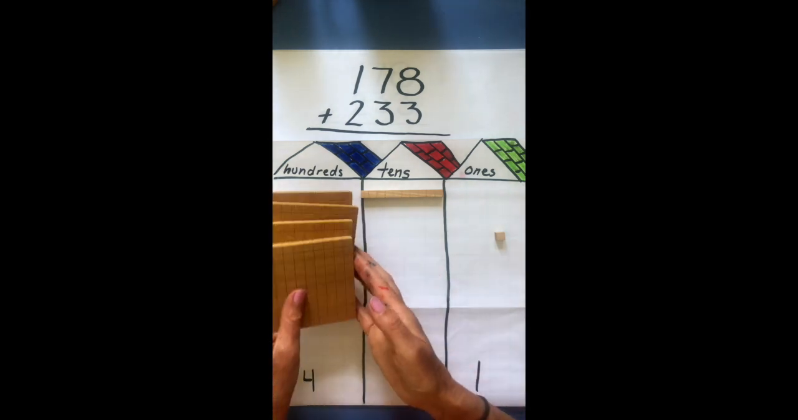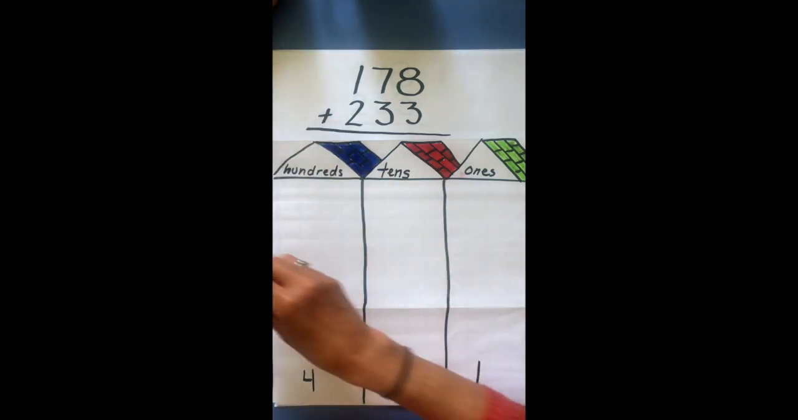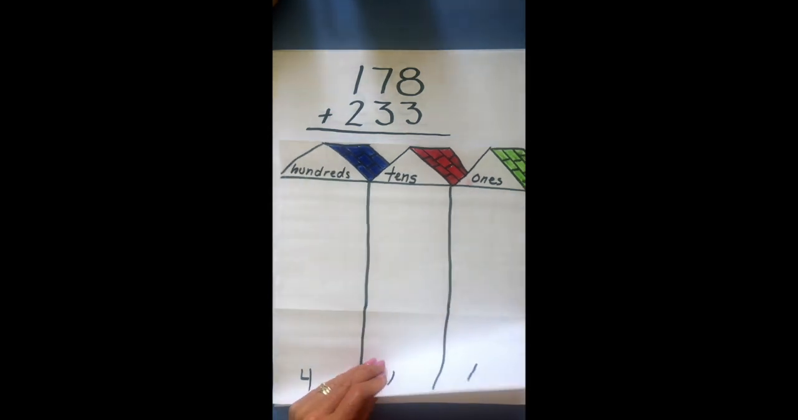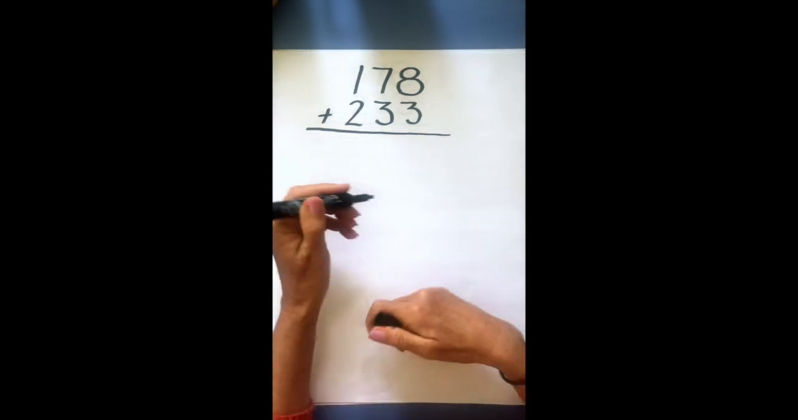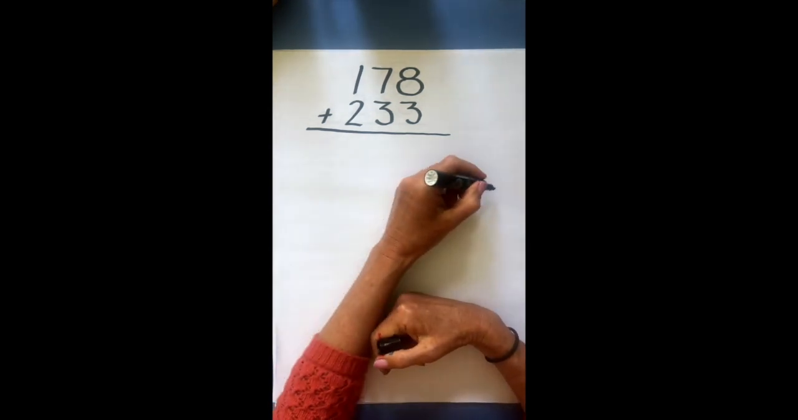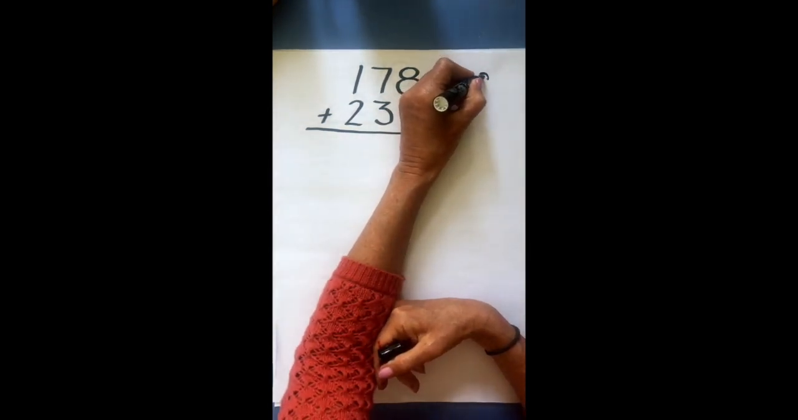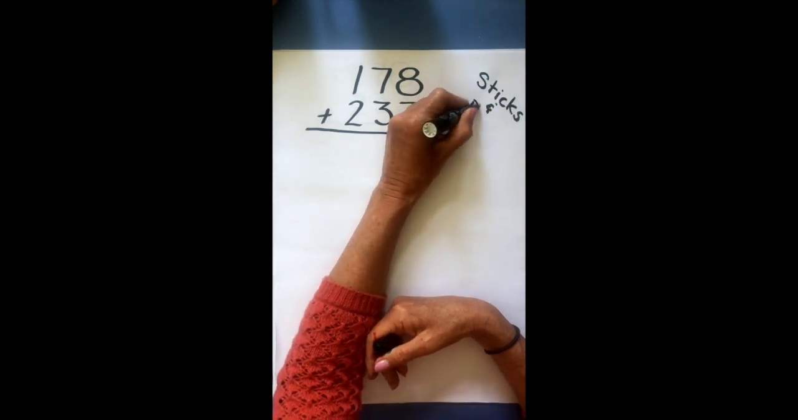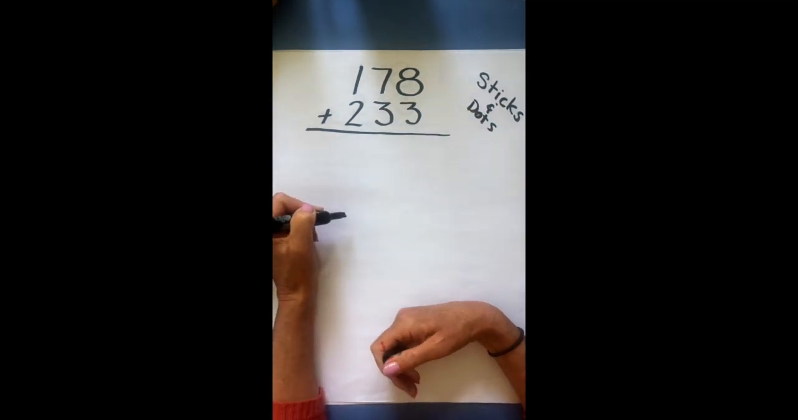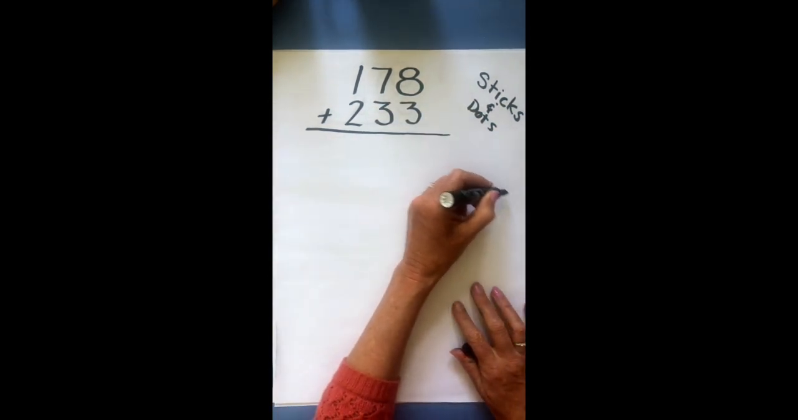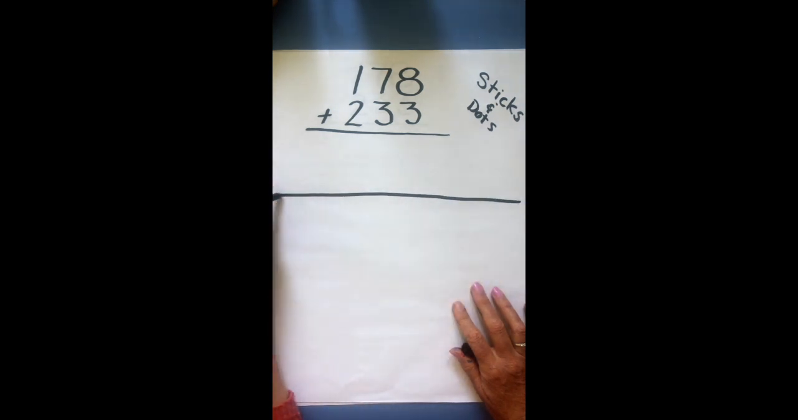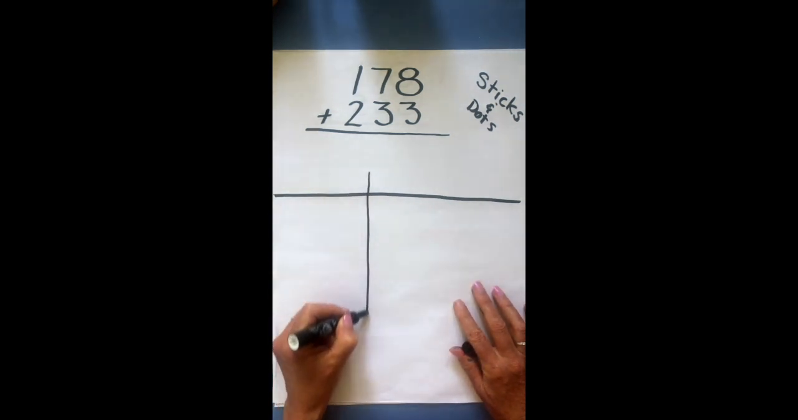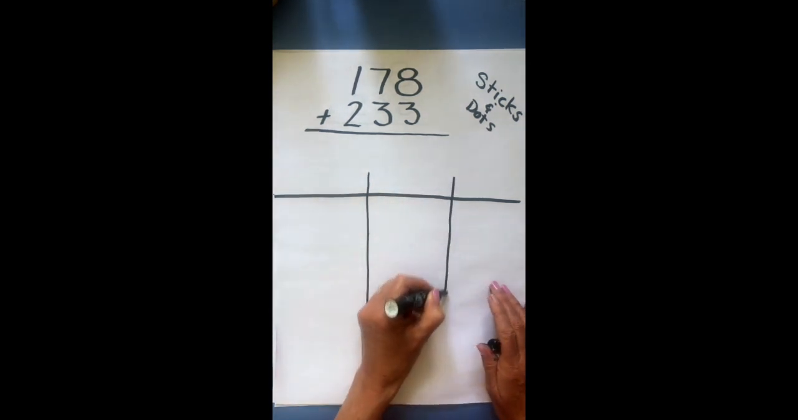But let's say you don't have these nice manipulatives at your house. So let's try to do this same method, but with what you would have at home. So let's say you don't have that nice drawing, you just want to solve this problem, and you don't have any base 10 blocks. So what we're going to do now is called sticks and dots. Okay, so the first thing I'm going to do is make my place value chart, because it always makes it a lot easier to solve the problems.